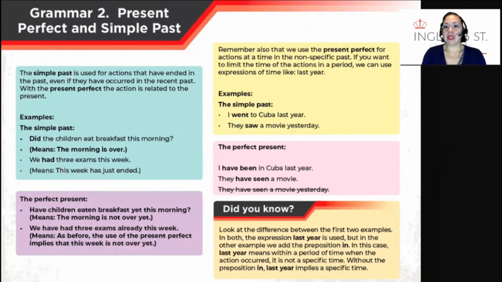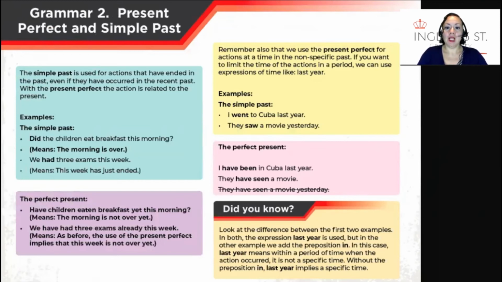So if we want to use it in the past, we need to add an expression of time. Like in the example, I can say just I went to Cuba, and you know that that is a past situation. But if I say I went to Cuba last year, I can be more specific. They saw a movie yesterday. I can say they watched a movie, and that's it, and that can be a whole sentence. But if I want to be more specific, I add an expression of time that is yesterday.